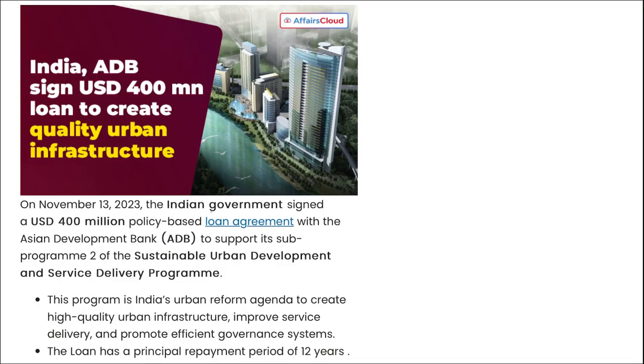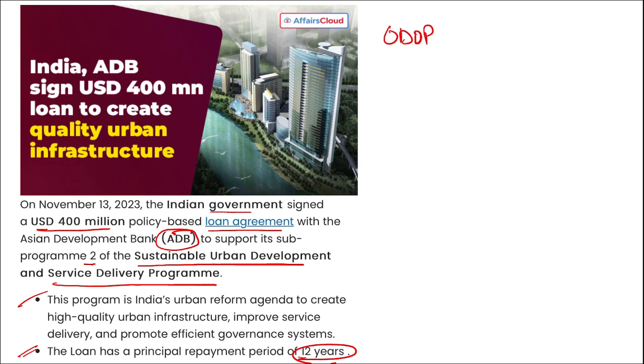Next, here you can see the Indian government signed a $400 million policy-based loan agreement with Asian Development Bank to support sub-program 2 of the Sustainable Urban Development and Service Delivery Program. And here you can see both the agendas as well as the time period is 12 years. Moving on, friends, which state recently implemented the One District, One Product scheme? It is Gujarat.